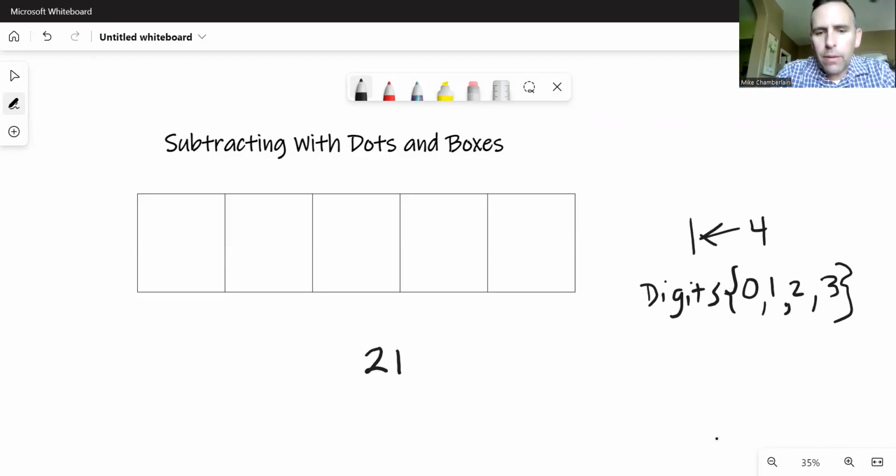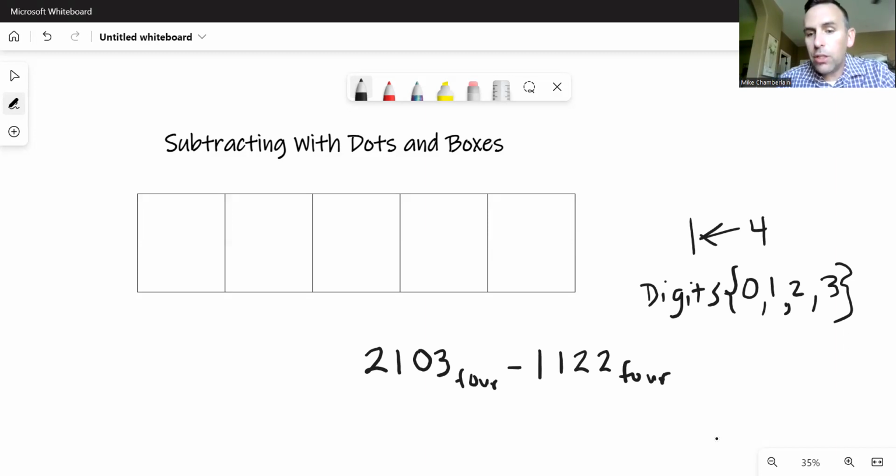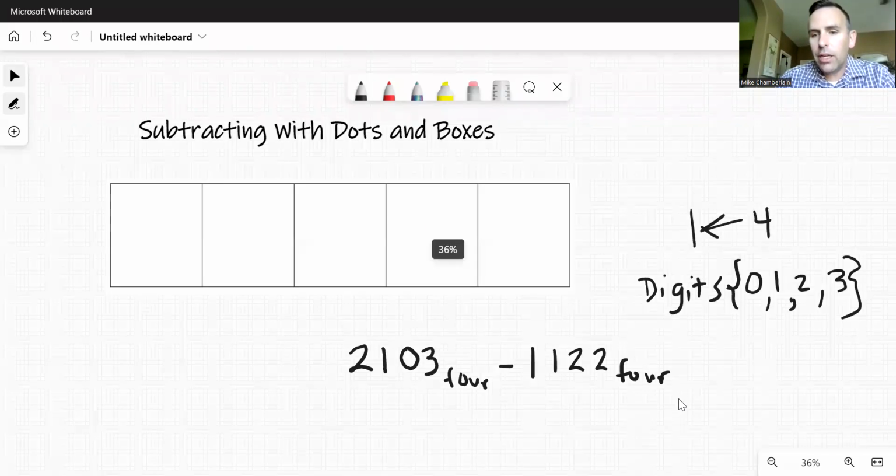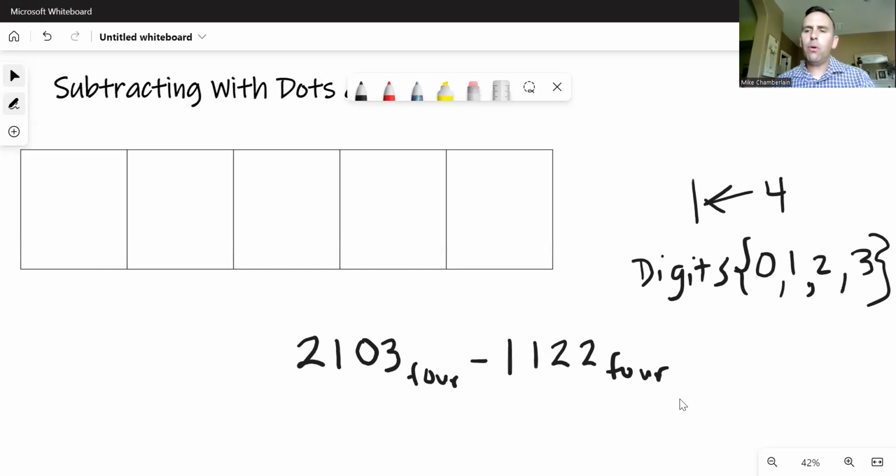2, 1, 0, 3, base 4. Let's subtract from that 1, 1, 2, 2, base 4. You're going to notice some differences when I do this over what we saw in addition. You may remember when you work with subtraction in elementary school, at times subtraction seems fairly straightforward. You're just taking away a number from another number, but at times you have to borrow. You have to borrow or regroup to actually be able to take it away.